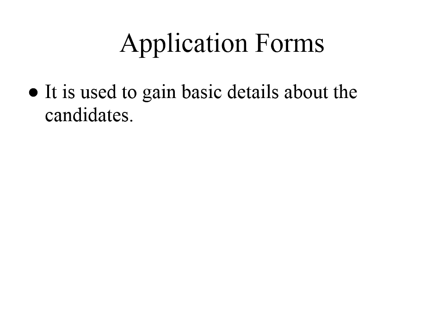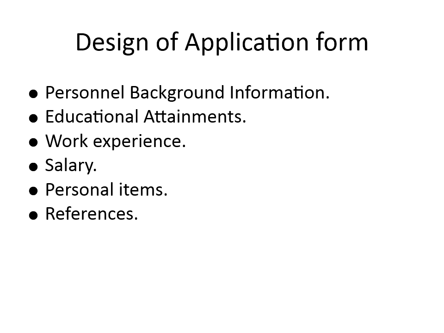Application forms can be detailed or precise depending upon the preference of the organization. The information required in these forms may vary depending on the type of job and the organization. Design of application form. The first one would be personal background information. The second one would be educational attainments. The third would be work experience, salary, personal items and references. We will discuss in detail about each design of application form.